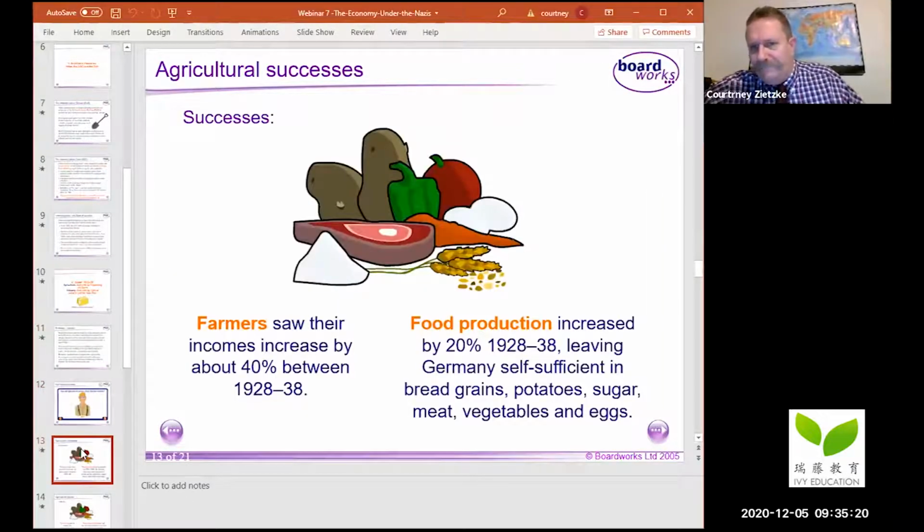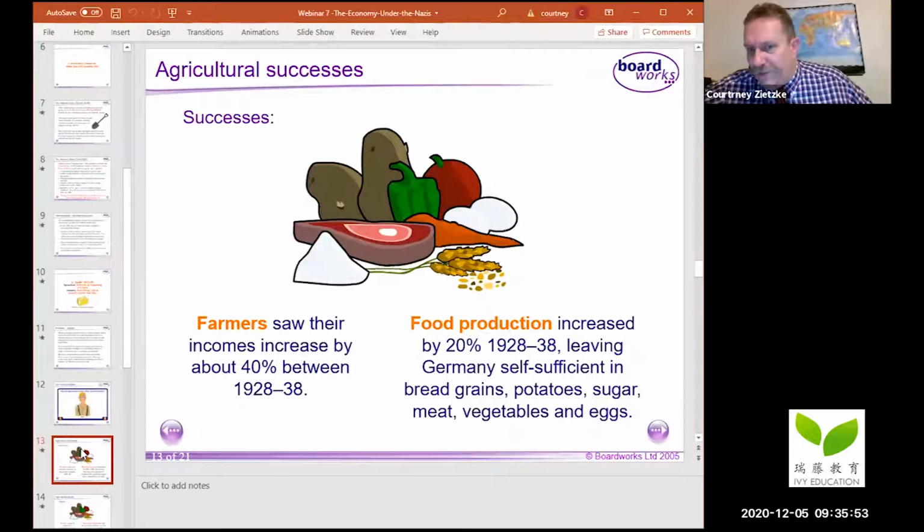Okay, success. Farmers saw their incomes increase by 40% from 1928 to 1938. Food production increased. Why did their incomes increase? Because the demand increases. If you've got 6 million people now earning money, the first thing they're going to go out and buy when they get paid is food. So guess what? The farmers got an increase in pay because the people were now working to be able to afford it. As the production increased, the farmers' incomes also increased.